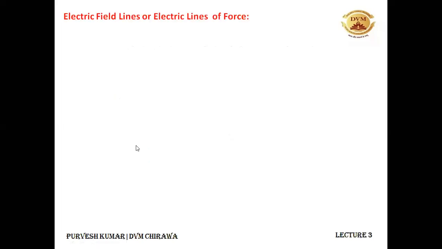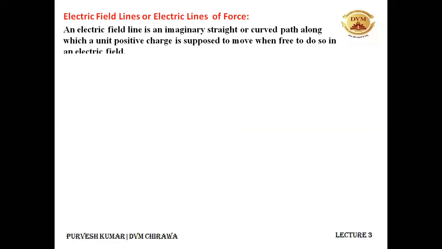The electric field lines are also known as electric lines of force. These are imaginary lines. They may be straight or curved paths along which a unit positive charge is supposed to move when it is free to do so in an electric field. So the electric field lines are not actually existing somewhere, but they are the imaginary lines along which the charge will move when we place that charge in the given electric field.